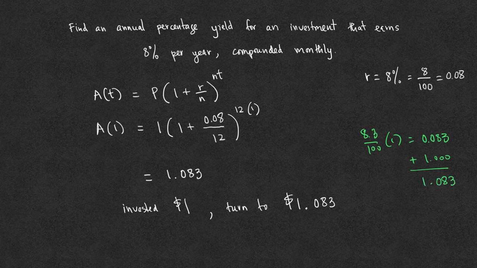And so the annual percentage rate, which is the nominal rate, is 8%, but the actual annual percentage yield is 8.3%, and that is because the interest is compounded monthly. The interest earns the interest earns the interest.